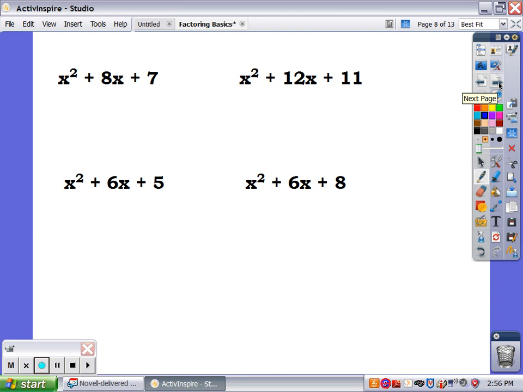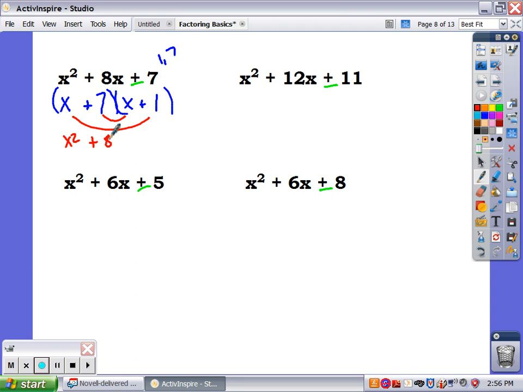Trinomials, 3 terms. What's nice about all of these is that you have a positive last term. And quite honestly, do you see a negative sign anywhere? No. And that helps you as you start. What's also nice is that I picked prime numbers here. 1 and 7 are the only factors of 7. I start off with x and x. I have to have a 7 and a 1 here. Why does that work? Because when I multiply, I get x squared plus 1 plus 7, so it's plus 8x plus 7. It checks.